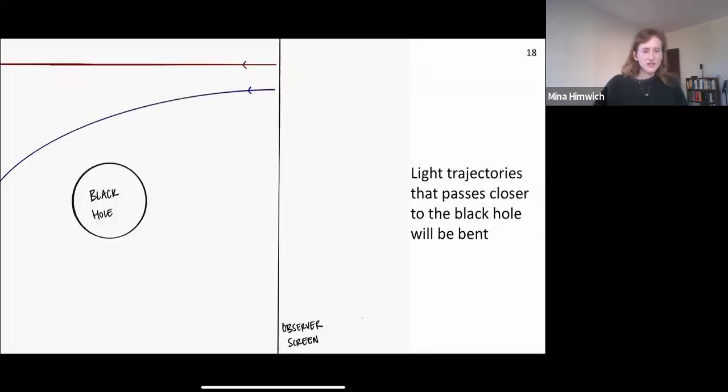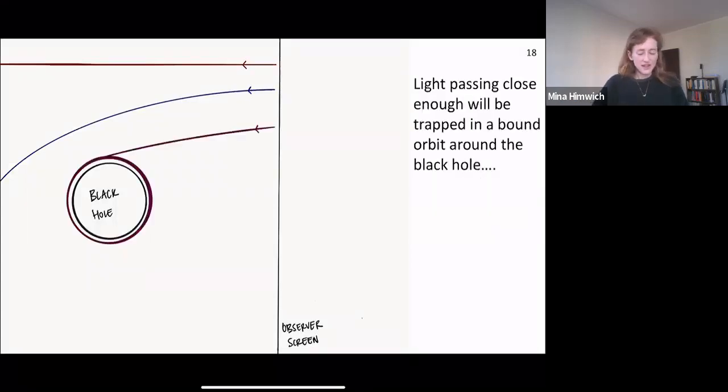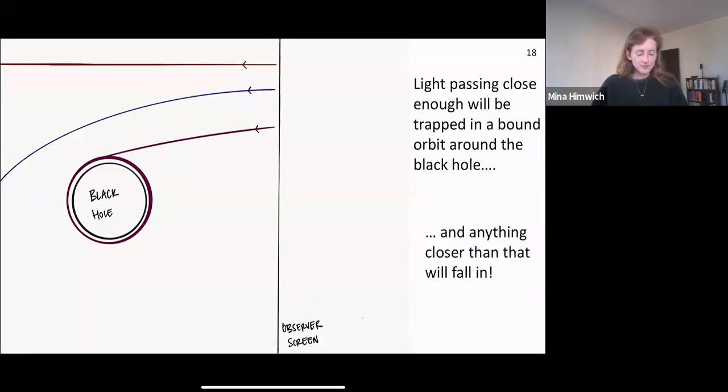And as we shoot light closer to the black hole, it will be lensed and bent. And if we shoot light back at a precise distance, it will be trapped on a bound orbit around the black hole. And this is very important: black holes are the only objects that we know of that can trap light in bound orbits around them. So this light could become trapped in a bound orbit, and anything closer than that will just fall in. So shooting straight back will just go in.